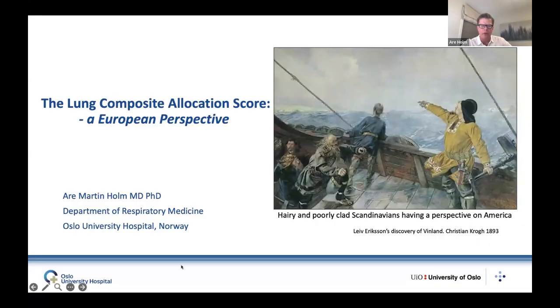And thank you for the invitation to give this talk, which is going to be about a European perspective on the American lung allocation system. And as you can see on this picture, I think it's a mixture of bewilderment and awe. It was truly impressive talks we had from the previous speakers, and I will try to give some thoughts from this side of the Atlantic.